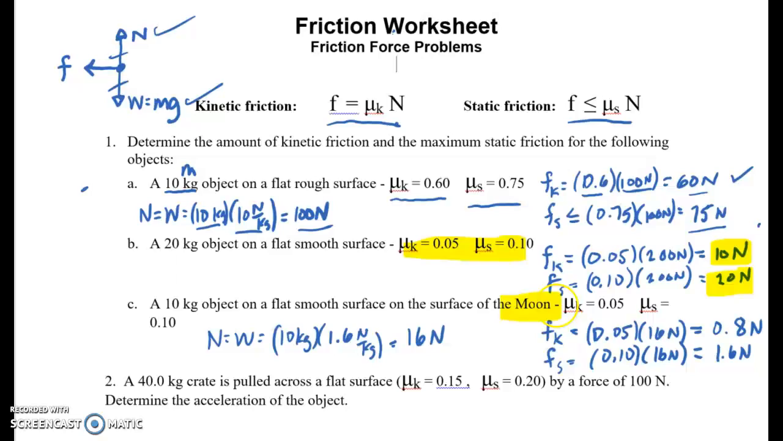And on the moon, we have a different gravitational field strength. It's not 10, it's 1.6 newtons per kilogram. So the normal force on a 10 kilogram object is 16 newtons. And so 16 newtons normal force with the different coefficients of friction gives us those frictions. Kinetic friction 0.8 newtons, static friction 1.6 newtons.